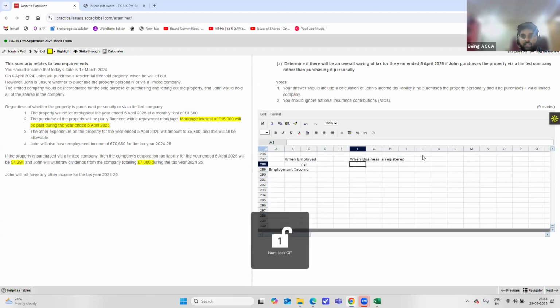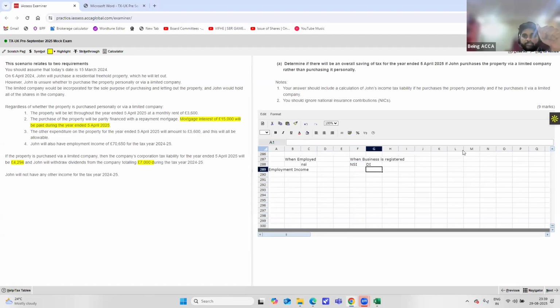But when the business is registered, what will happen? We are talking about the individual after the business is registered. He will have employment income that will continue to exist, and he will also have dividend income because he is able to withdraw dividends. So dividend income will also exist. First, do this classification. Good to go on this? Any doubts with me so far?